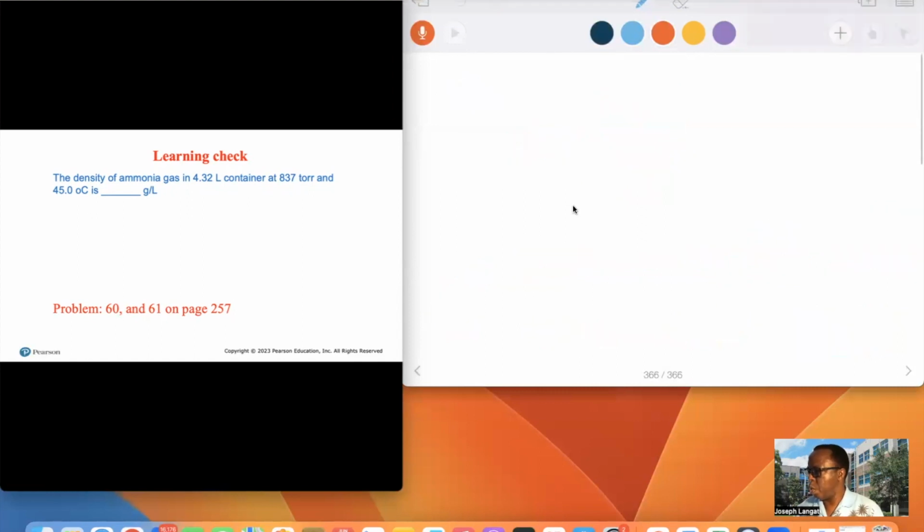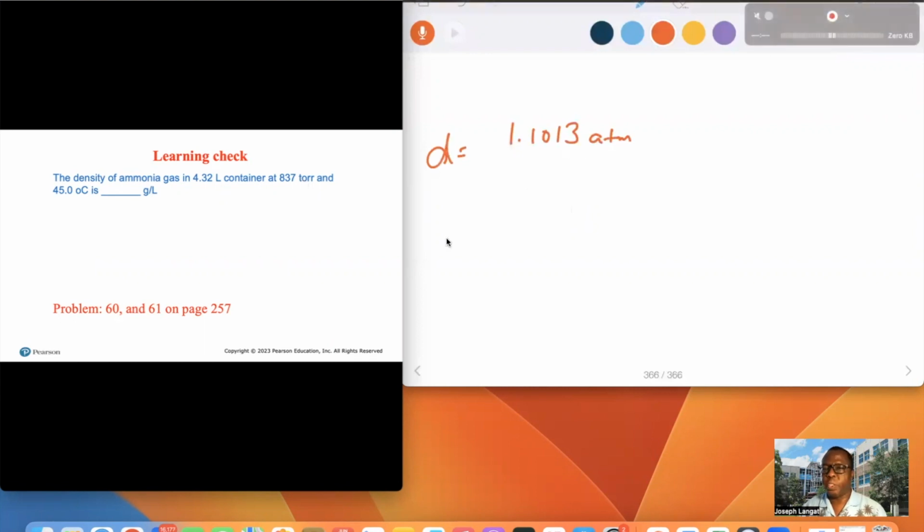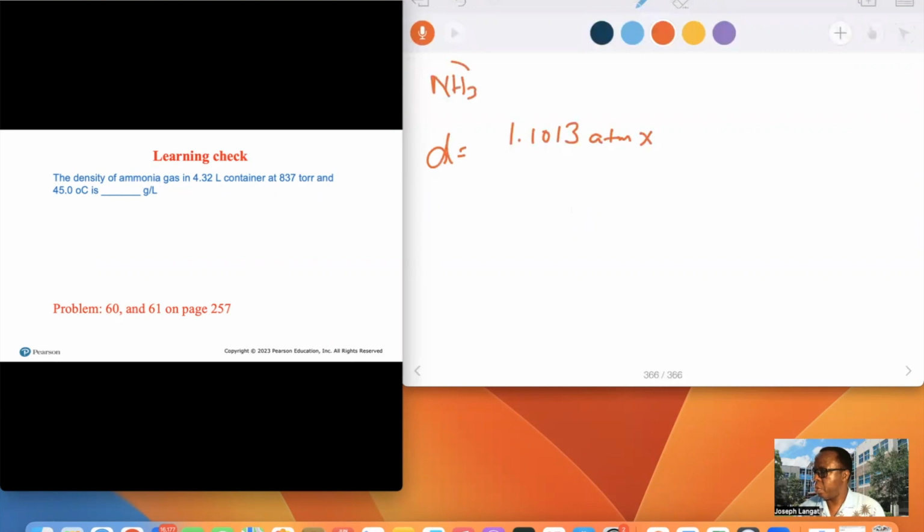So I get there, this will be density equals 1.1013 atmospheres. We have changed the pressure from torr to atmospheres, times the molar mass. Again, ammonia here, you should be able to write the correct formula for ammonia. It is NH3. Use the periodic table to find the molar mass, times 17.03 grams per mole.